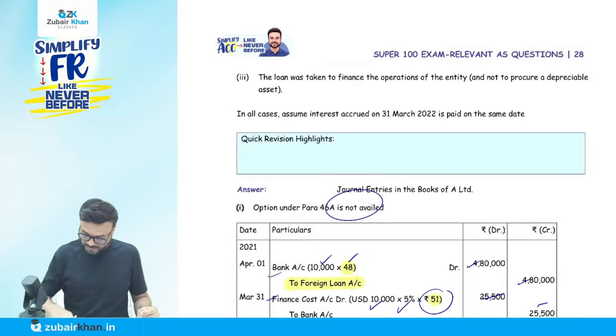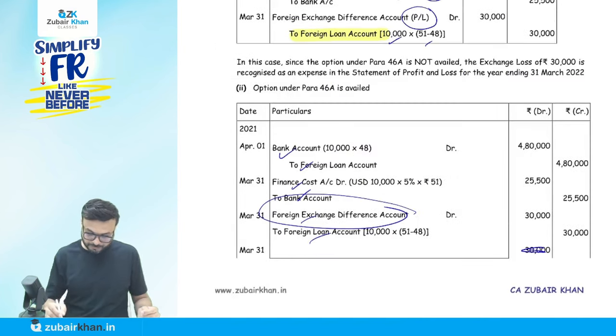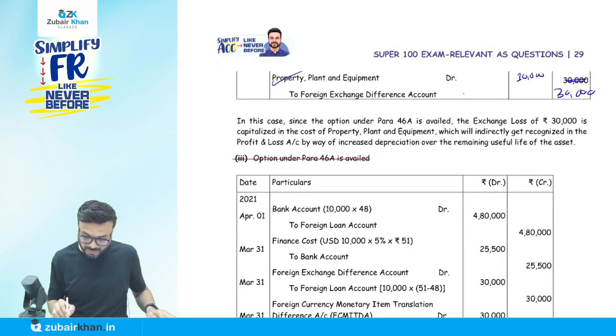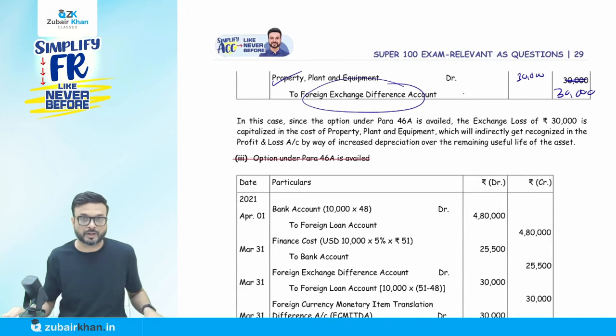You got the point? It's a figure. Here it will come 30,000. Directly you can pass the entry here: PPE account debit to loan. First you have debited here and then you have credited your foreign exchange loss. So anyway, the net effect is PPE account debit to loan account.